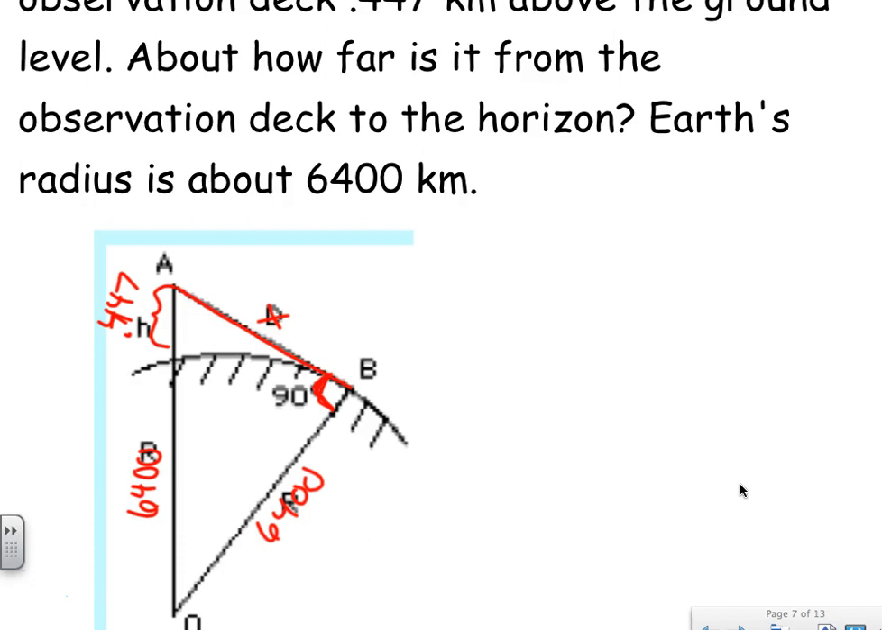Okay. I don't know any angles besides that 90. So I'm going to be using the Pythagorean theorem to look for this side right here. So my whole hypotenuse, I'm going to have to add those together.